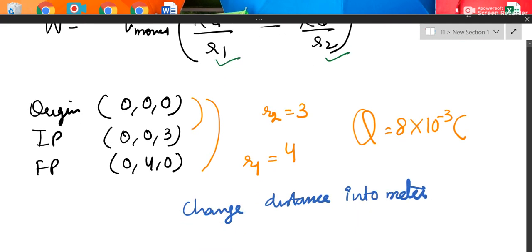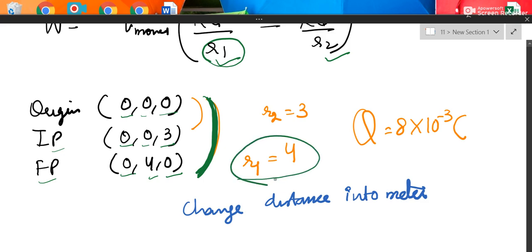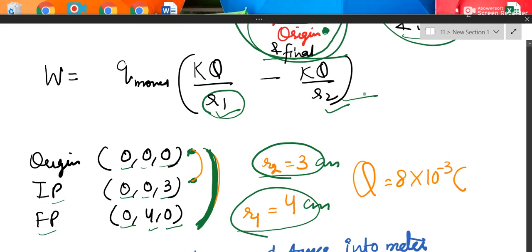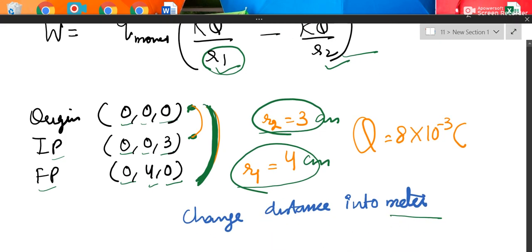Substitute. Now see. Origin is 0, 0, 0. Initial position is 0, 0, 3. Final position is 0, 4, 0. So you can find out the final distance like this, R1, which is to be substituted here, and R2 there. So this is 4 centimeter, but you will change it into meters. And the distance between origin and initial position is 3, again in centimeter, convert into meters and substitute here. You will be able to calculate the work done. That's all in this video.